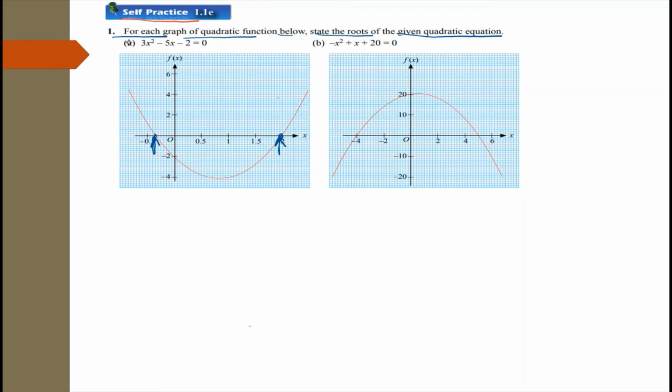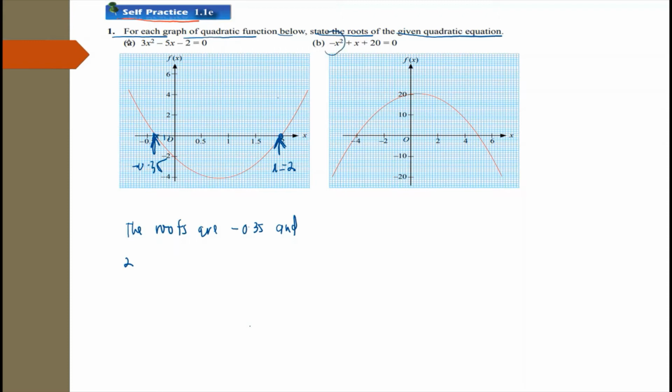So now we want to find the value: 1, 2, 3, yes, negative 0.35. Here the value of x is equal to 2. So the roots are negative 0.35 and 2. Okay, now we check this quadratic equation.